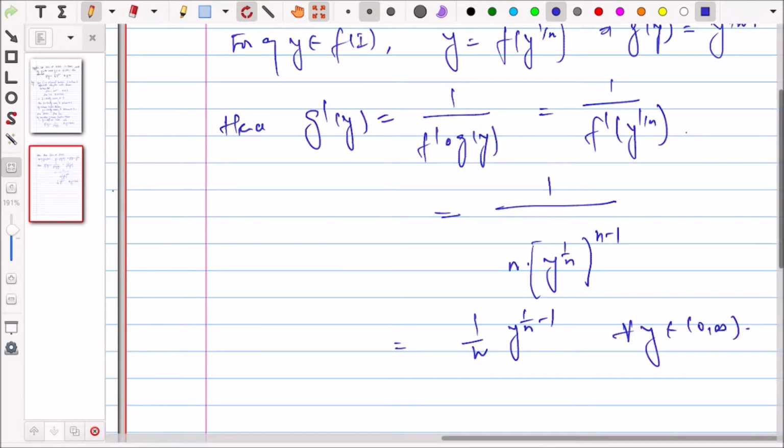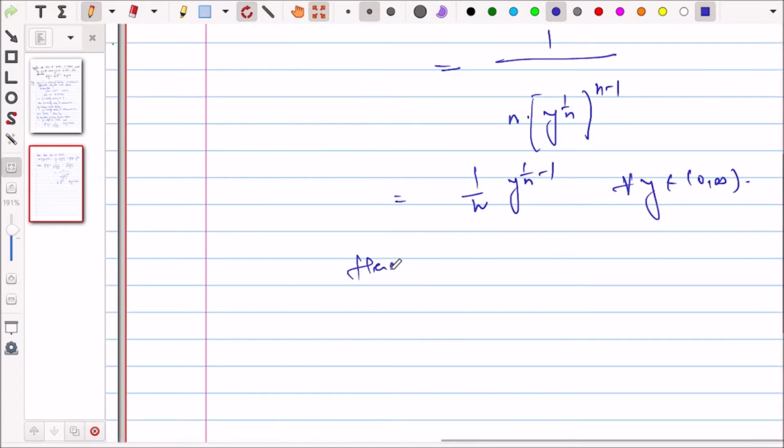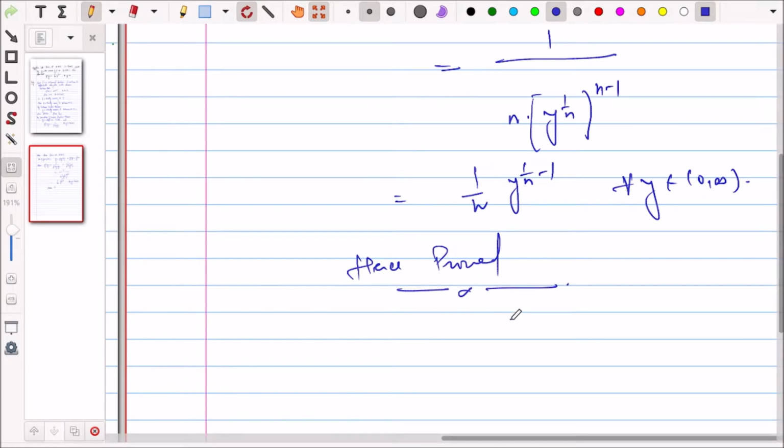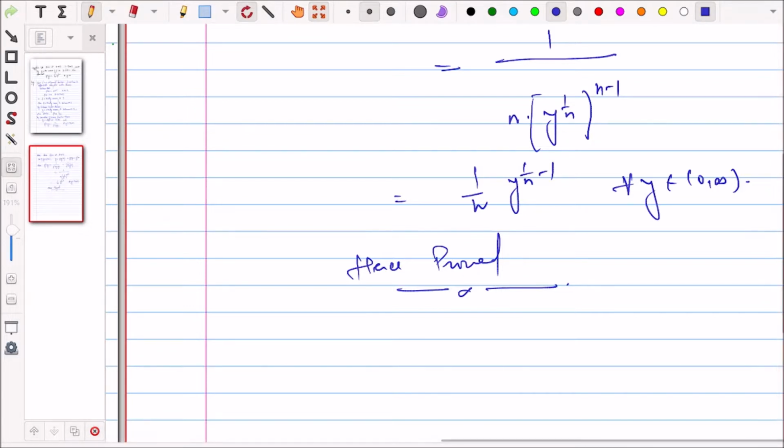Is it fine? Yes, sir. Okay, fine. So we have now done two things. If you look at this, what we have done is, first we proved a result for natural numbers. Now we have also found the derivative of x to the power 1 by n, and it is nothing but 1 by n y to the power 1 by n minus 1, right?